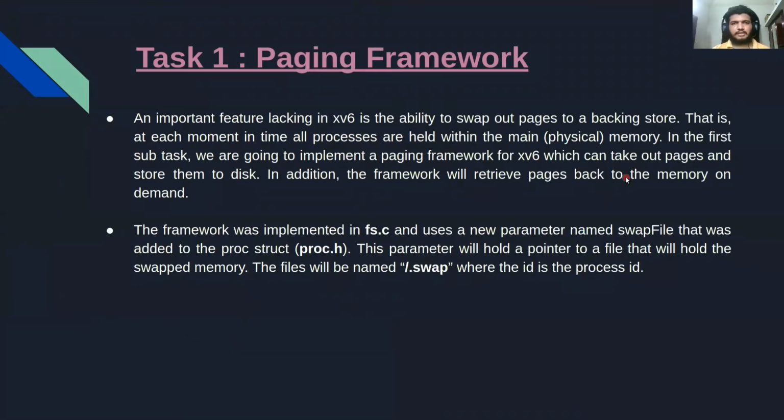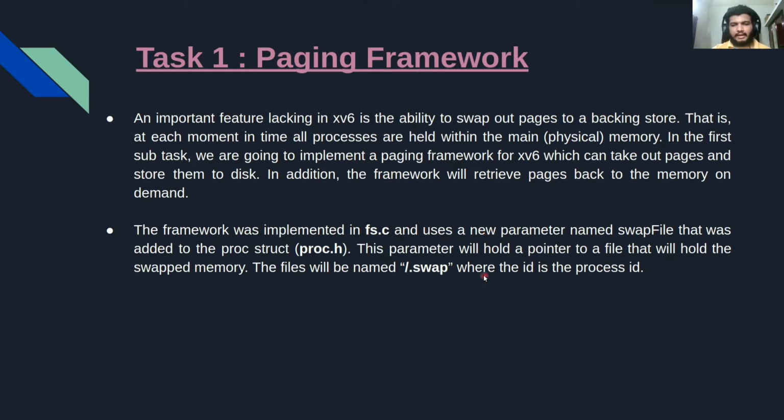Now, the first task is paging framework. An important feature lacking in xv6 is the ability to swap out pages to a backend store. That is, at each moment in time, all processes are held within the main memory. In the first subtask, we are going to implement a paging framework for xv6, which can take out pages and store them on disk. In addition, the framework will retrieve pages back to the memory on demand. The framework was implemented in fs.c as well as in prog.h.